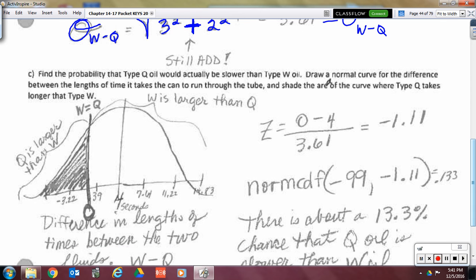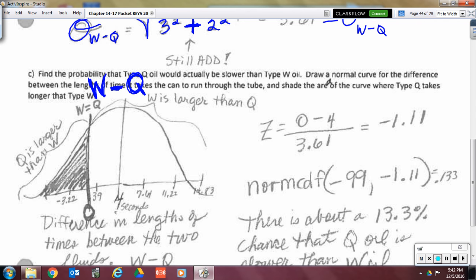All right, so find the probability that type Q oil would actually be slower than type W oil, between the lengths of time that it takes to run through the tube. Okay, so here we go. I first have to think, which way is this thing subtracting? And the way that I subtracted was W minus Q. That's really the first thing that you have got to think of in your mind.